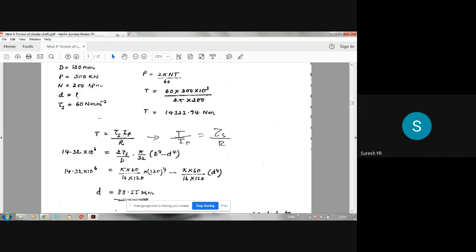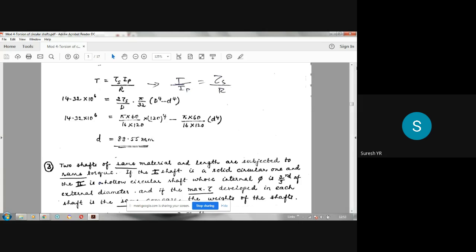So this into 10 power 3 is your T value here. Then tau s is 60. IP is pi by 32 into D power 4 minus d power 4, divided by R, which is D by 2. You know the capital D value, the value of tau s, and the value of T. Find out the value of small d. If you simplify this, you will get small d. Small d is the maximum internal diameter that has to be provided for that hollow circular shaft.